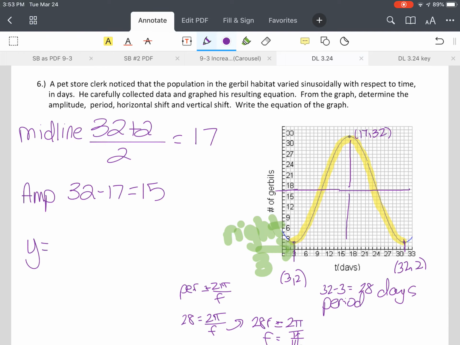Y equals, well, it's a cosine because it starts not at the midline, it starts below the midline. And it's actually a negative cosine because it starts down at the bottom. So we know the amplitude is 15, so it's going to be negative 15 cosine. We figured out the frequency. That was pi over 14. They want us to use t instead of x, so t. It got shifted to the right, so inside parentheses, opposite of what you expect. So I'm going to do t minus 3 to show I'm shifted to the right 3. And then we can't forget about our midline plus 17.